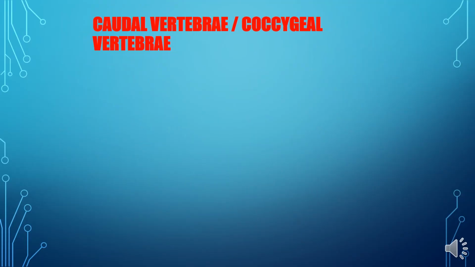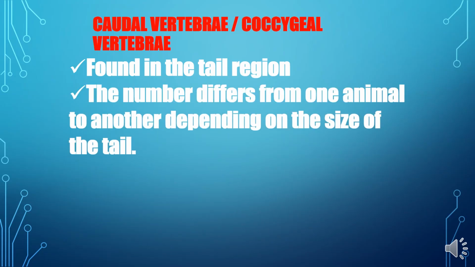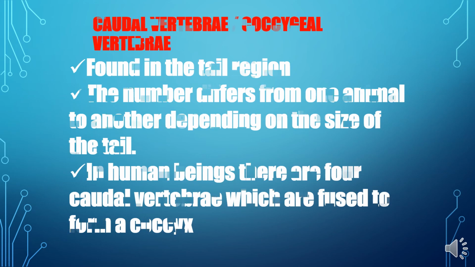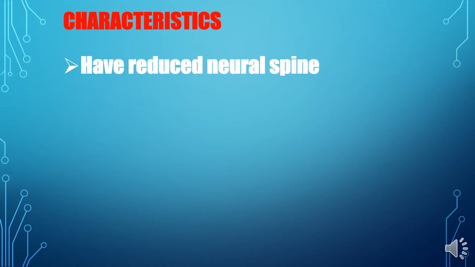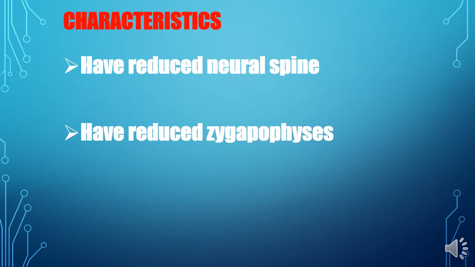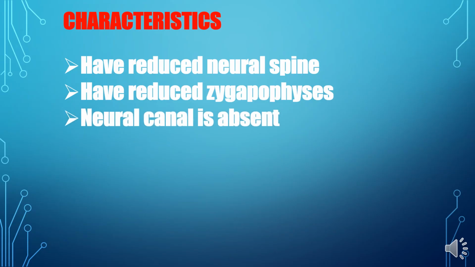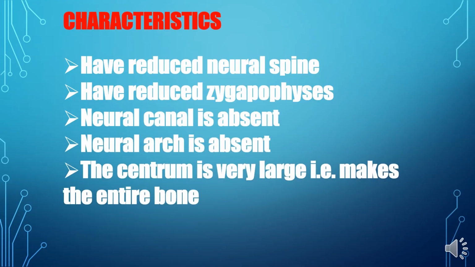The caudal vertebra or coccygeal vertebra. It is found in the tail region. The number differs from one animal to another depending on the size of the tail. In human beings, there are 4 caudal vertebrae which are fused to form a coccyx. Characteristics is that they have reduced neural spine, have reduced zygapophysis, neural canal is absent, neural arch is absent, the centrum is very large, i.e. makes the entire bone.